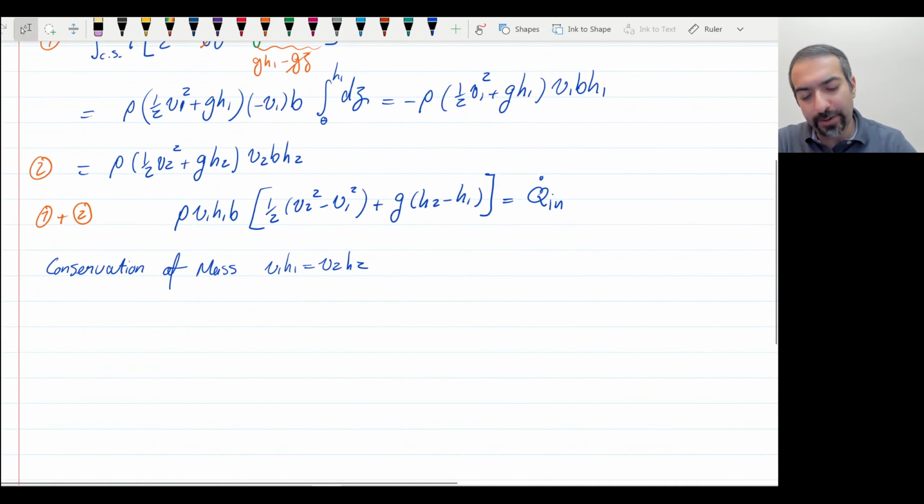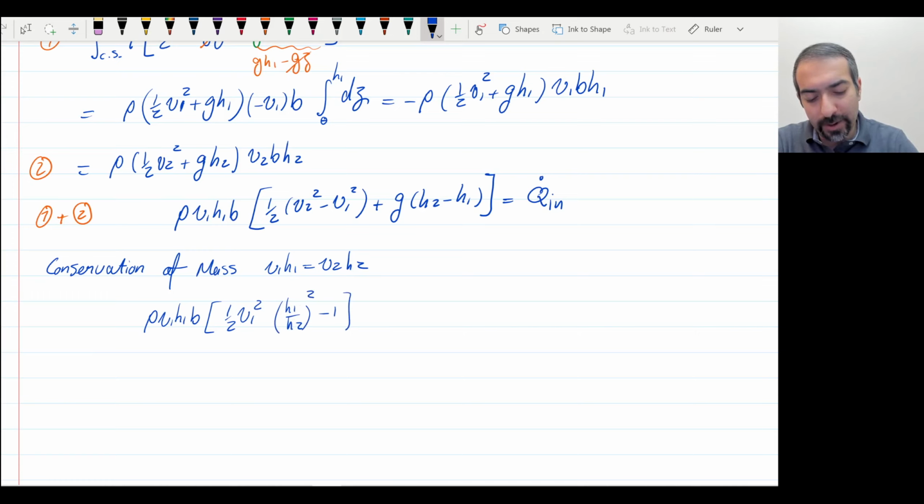So I can get rid of v2 in the expression above. I'm going to have rho v1 h1 b times 1/2 v1 squared. All right, and instead of v2 I can put v1 h1 over h2, to the power 2, minus 1. All right, and this turns into a curly bracket, plus g (h2 minus h1), is equal to, curly bracket here, Q dot in.